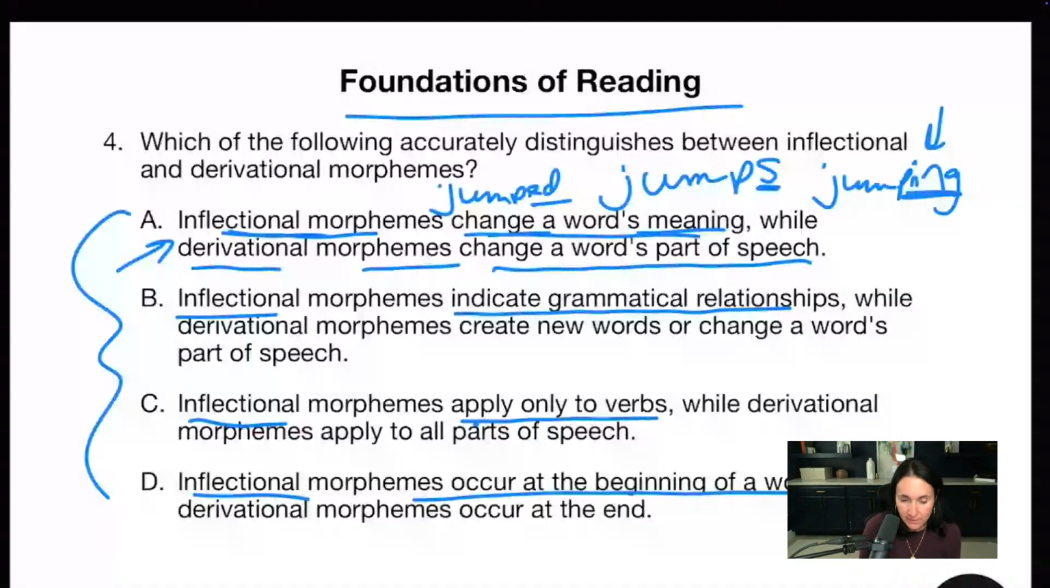A morpheme is a piece of a word. It's a unit of meaning in a word. So unlike a phoneme, which is sounds in words, a morpheme is a piece of meaning in a word. And they're attached to words. So prefixes, suffixes, and they all have different meanings. Now, inflectional does not change the word's meaning. So A is out.